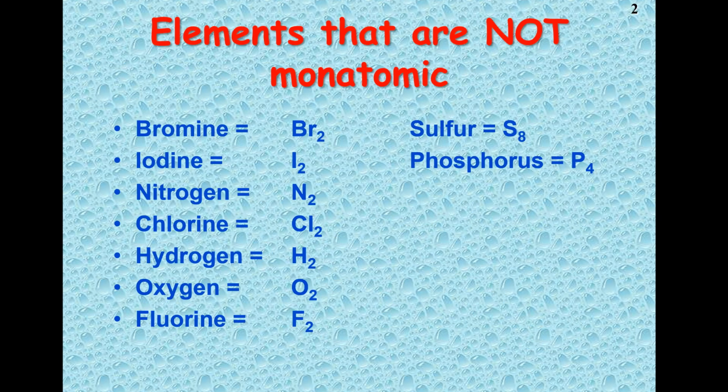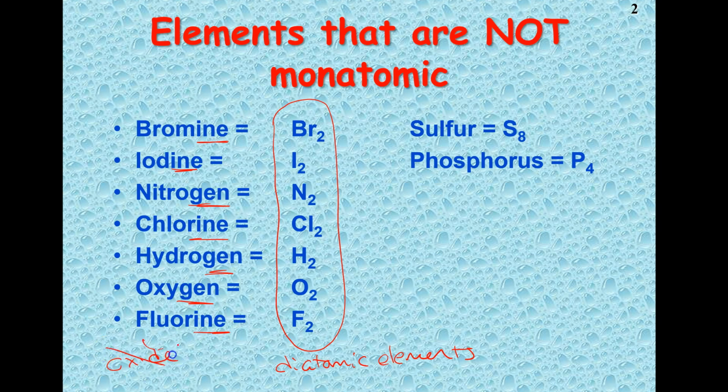This is a list of the elements that are not monatomic. Right here, these ones you will need to know. I refer to them as the Brinkelhoff elements. They are diatomic elements. We've talked about it before, and the way you know is it's called bromine, iodine, nitrogen, chlorine, hydrogen, oxygen, and fluorine. If you see something that says oxide, that does not apply to being an element. It would be oxygen. These are two more that you're going to see in the homework packet, but not something I necessarily expect you to remember.